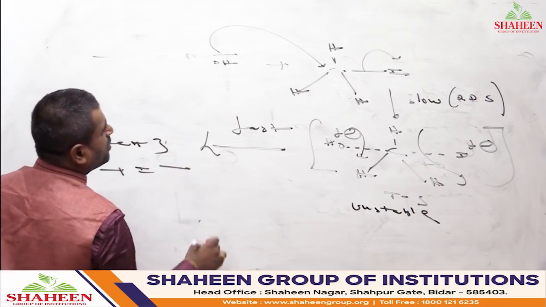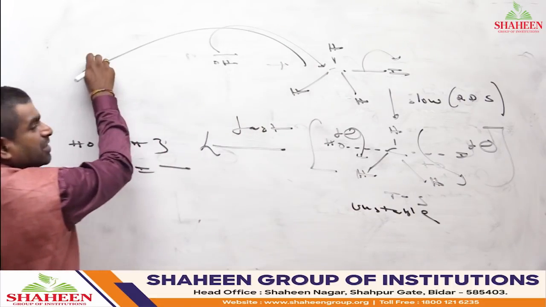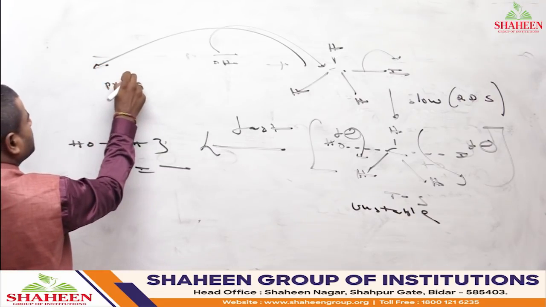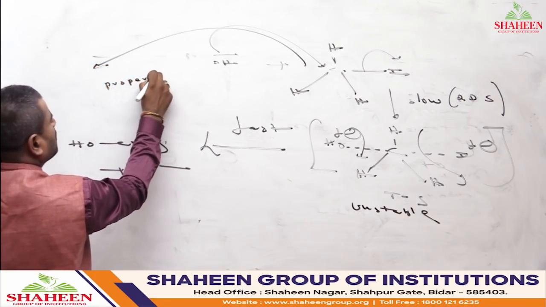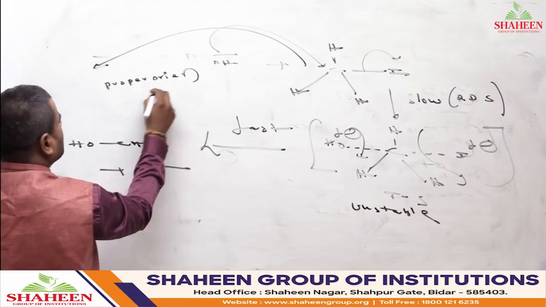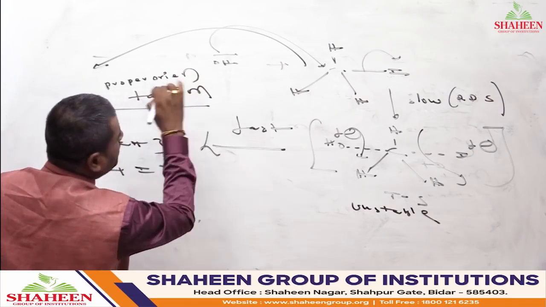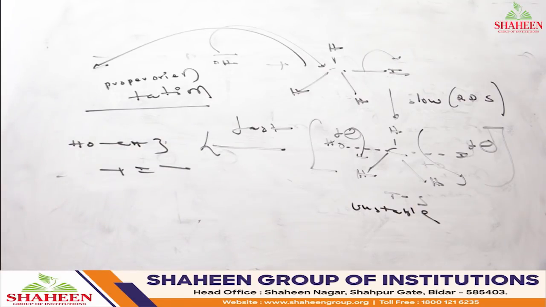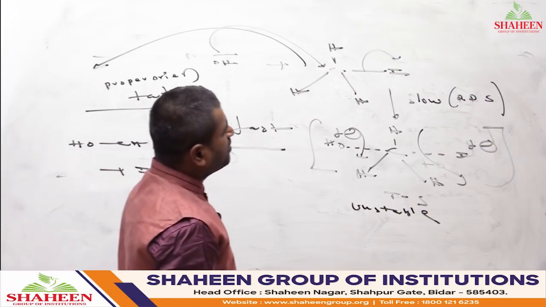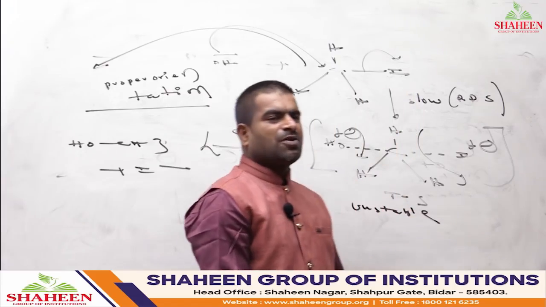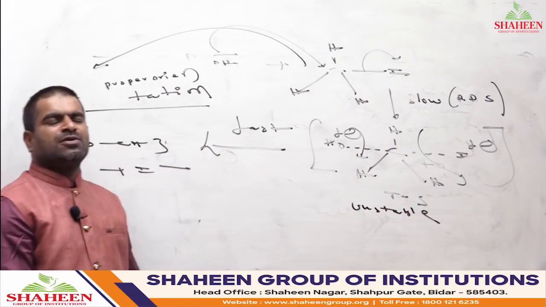This is called proper orientation. Proper orientation of the reactant molecule leads to the formation of product. Improper orientation of the reactant molecule does not lead to the formation of product. This is explained by collision theory.